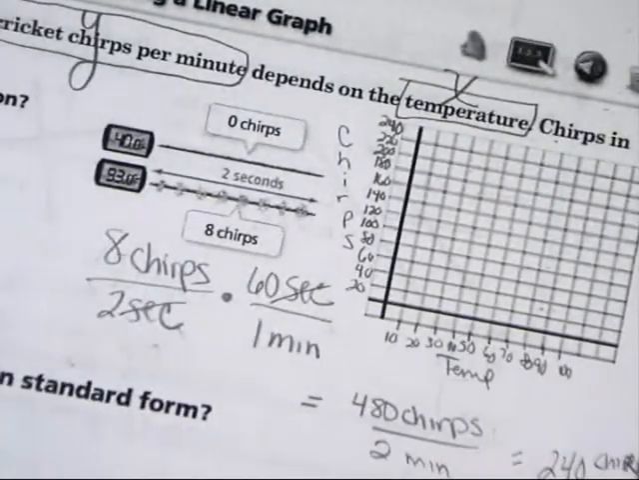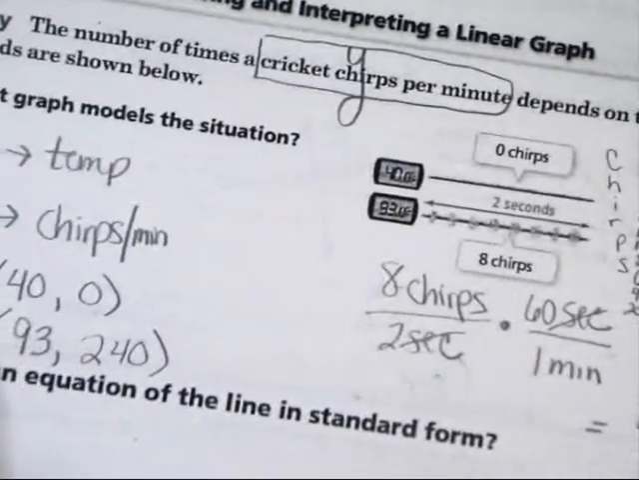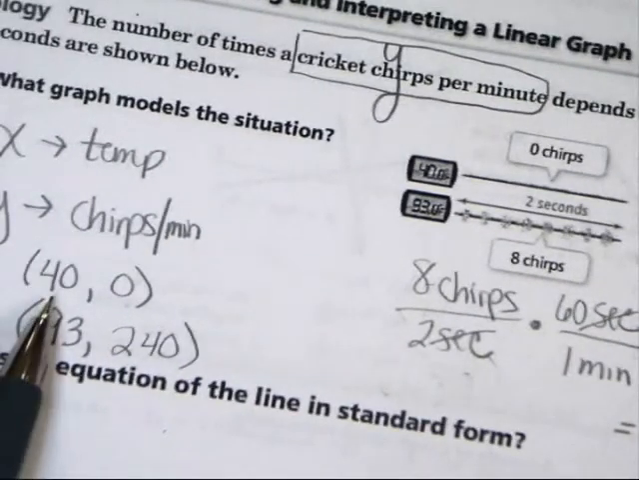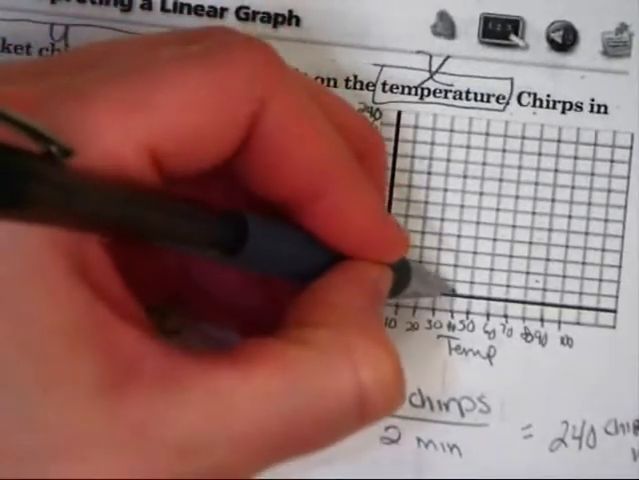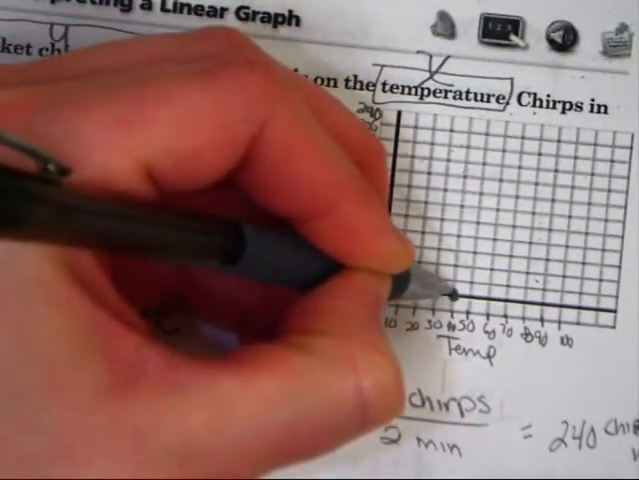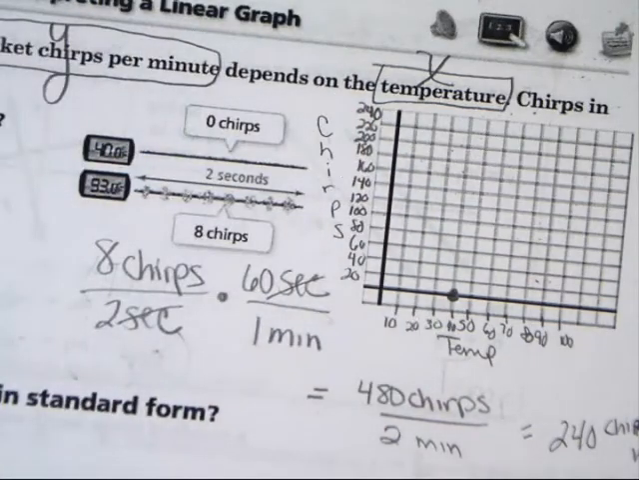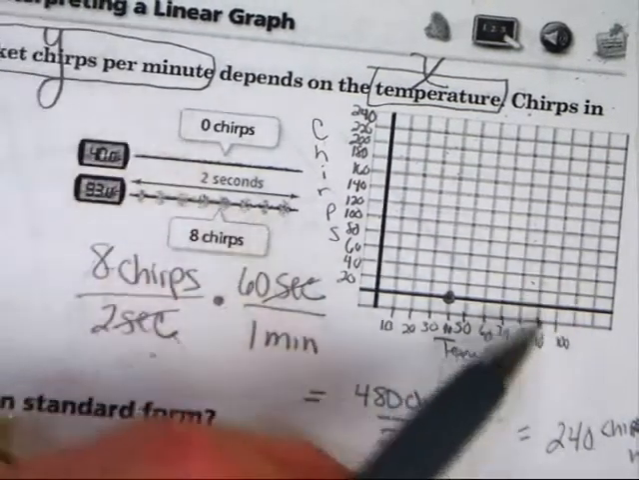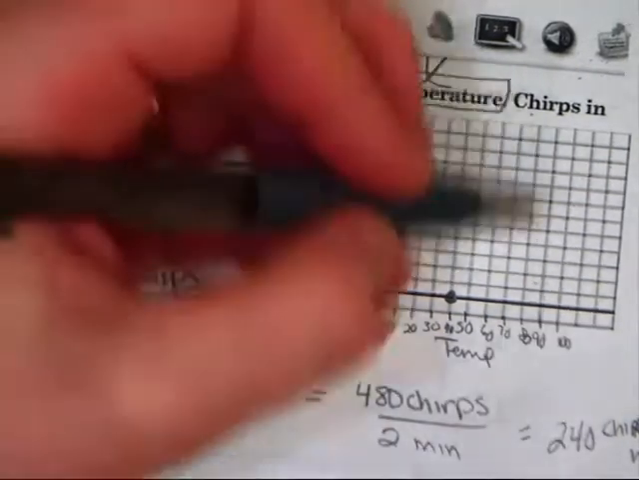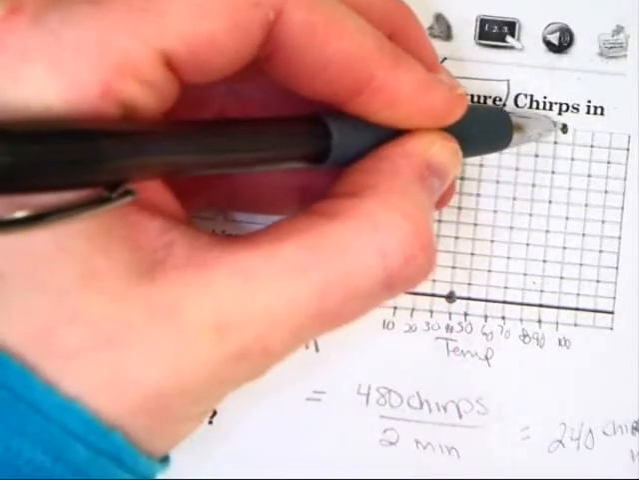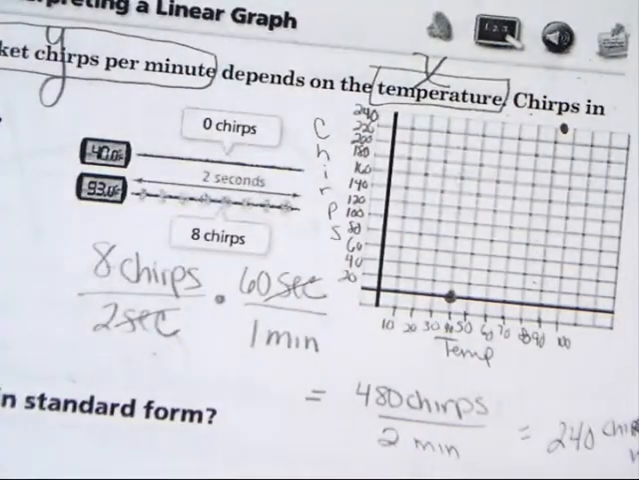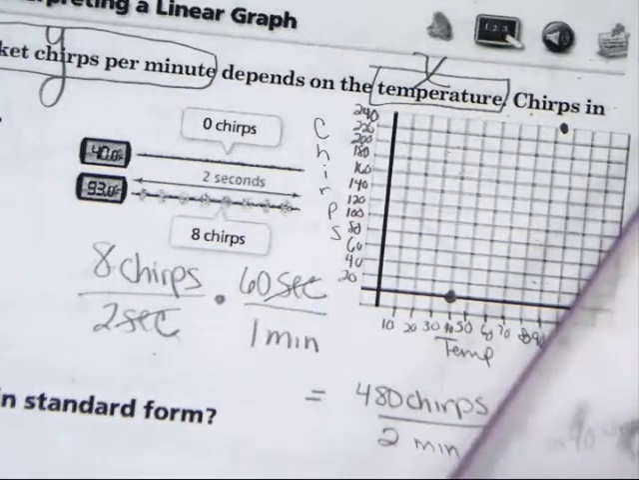Now I need to plot my different points. I only have 2 points, but that's okay because 2 points makes a straight line. Over 40, up 0 would be right here on the x-axis. And over 93, up 240. So you can see that you have 2 points. 2 points makes a straight line.